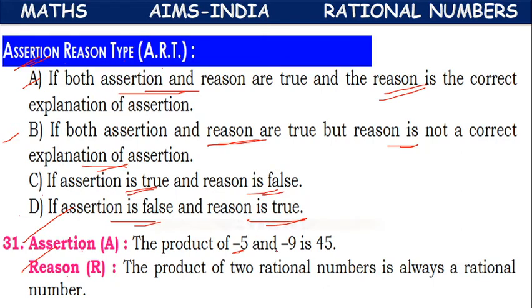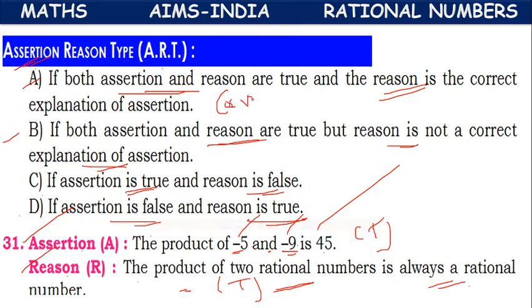The product of -5 and -9 is 45. True, because minus into minus is plus, 5 nines are 45. The reason: the product of two rational numbers is always a rational number. Correct, because if you multiply two rational numbers you always get a rational number. Here 5 is a rational number, 9 is a rational number, 45 is also a rational number. So both statements are true and the reason is the correct explanation. So what is the answer, children? A option is the correct option for this question.